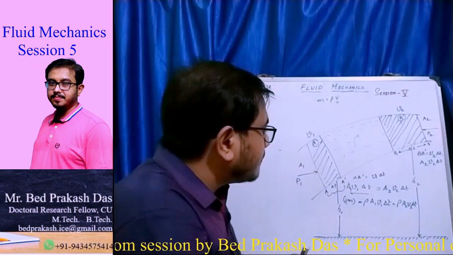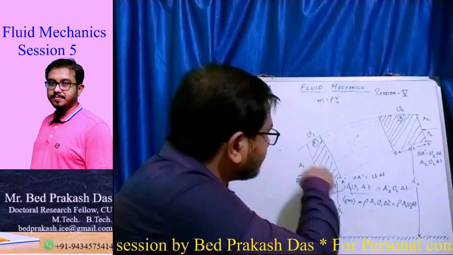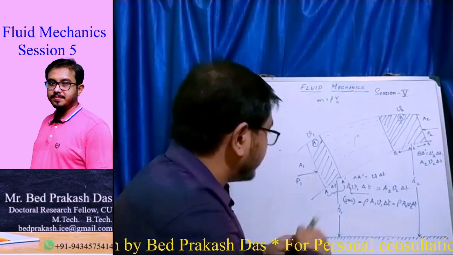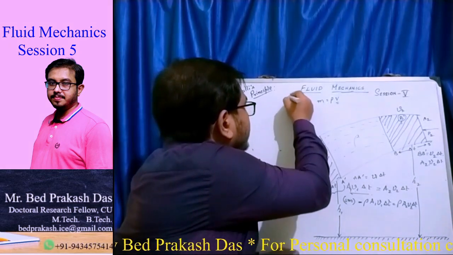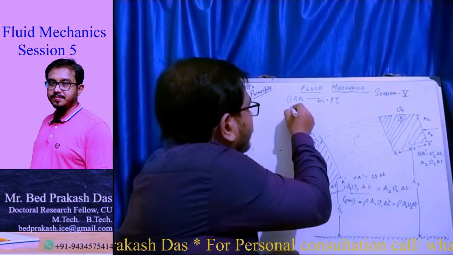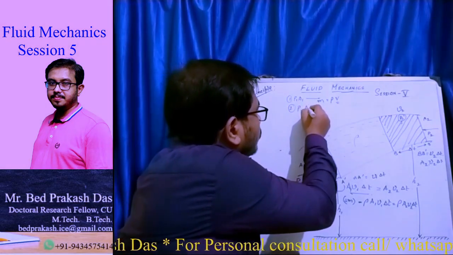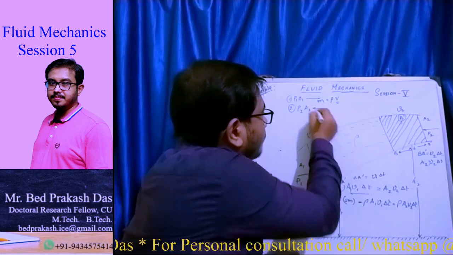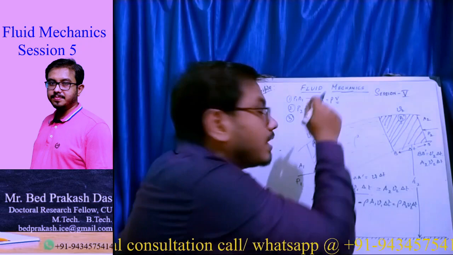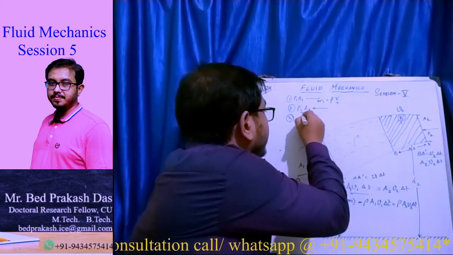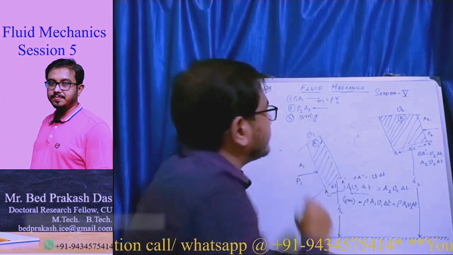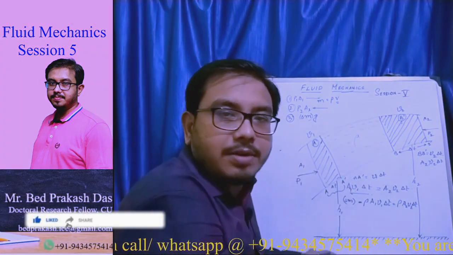First is the pressure force acting on this part of the fluid from left to right, which is P1 A1. The second one is P2 A2, that is the pressure force from right to left. The third one is the weight of the liquid, that is delta M, the mass of the liquid, and the gravitational force acting on that particular liquid.